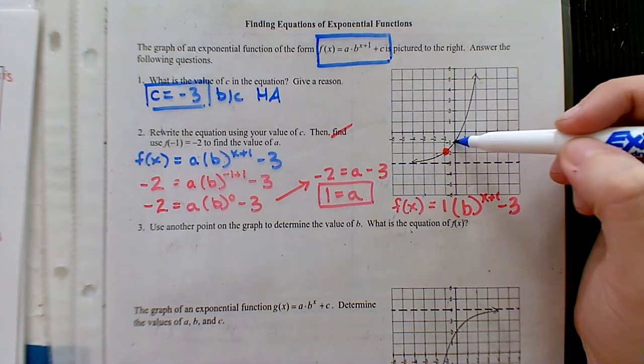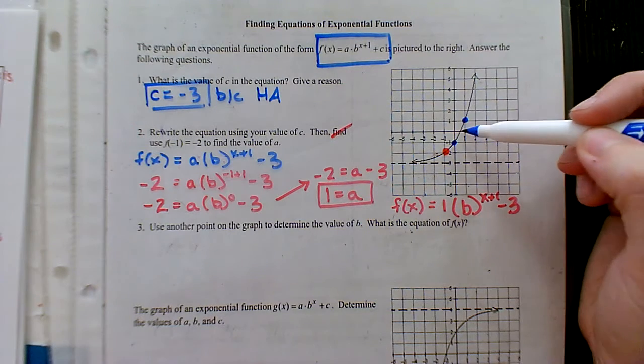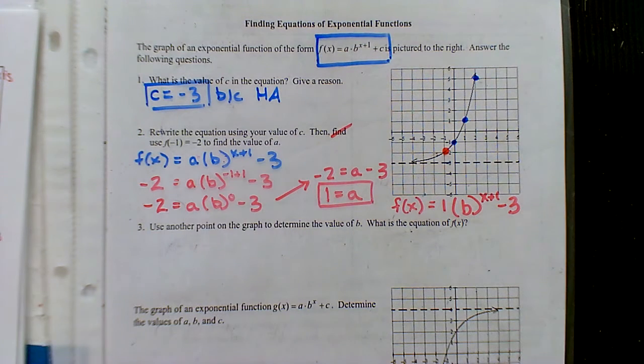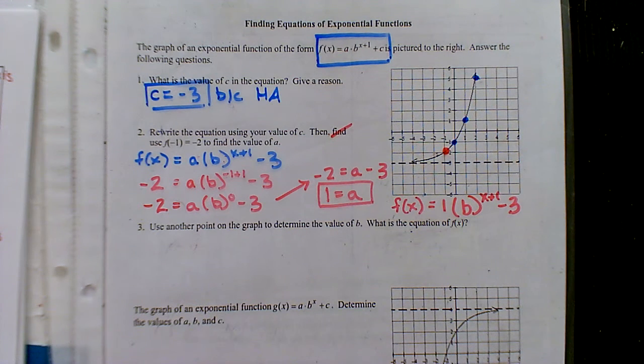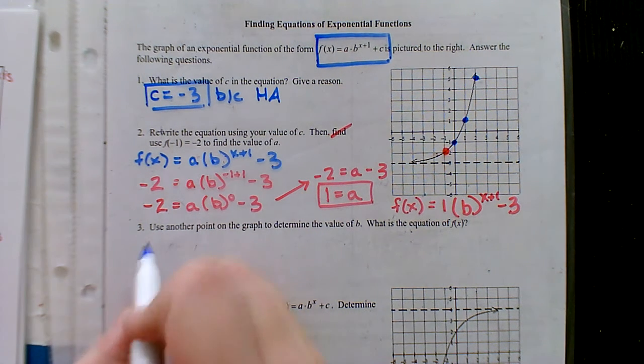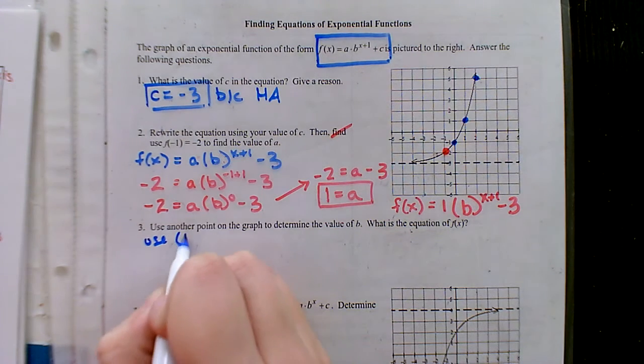You could use 0, -1, you could use 1, 1, you could use 2, 5. You have a bunch of options, okay? I like 0, -1. What if we use 1, 1? That way they're both positive. Is that okay? You could use a negative. It would still work out. You just might have a little bit more to do. Okay? So let's say we'll use the point 1, 1.